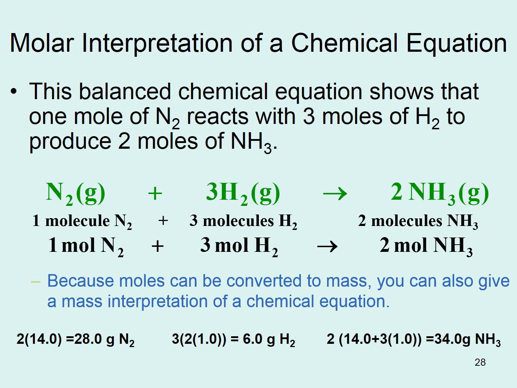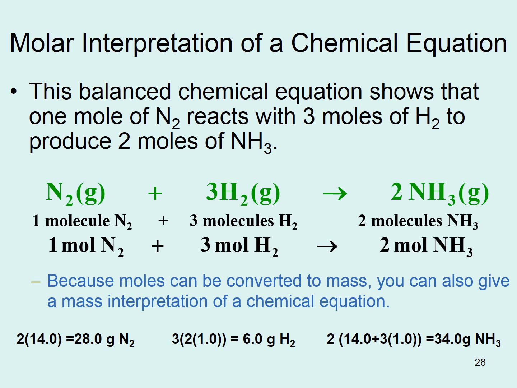Grams. So if we take 28 grams of nitrogen plus, now each hydrogen atom weighs 1. There's 2 hydrogen atoms in a molecule, so that's 2 grams. There's 3 molecules, so that's 6 grams of hydrogen in total. And then if you add together NH3, we have 14 plus 3 is 17. There's 2 of them, so 2 times 17 is 34 grams.